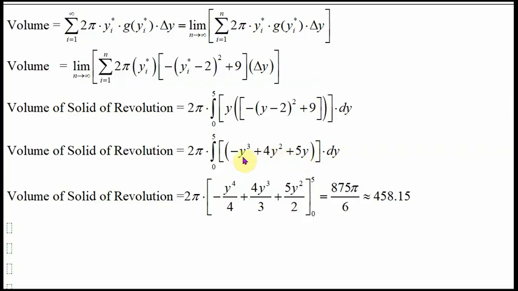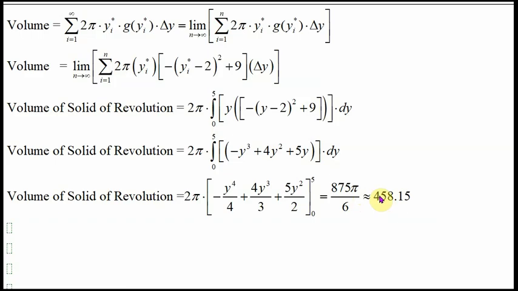And then the antiderivative would be negative y to the fourth over 4 plus 4y to the third over 3 plus 5y squared over 2. Evaluating from y equal to 0 to y equal to 5, we'll end up with 875 pi over 6, which is approximately 458.15.